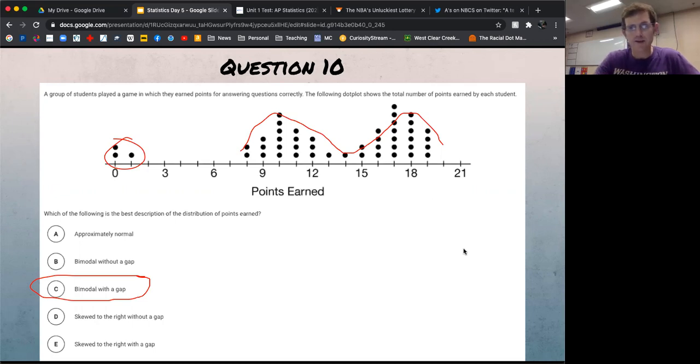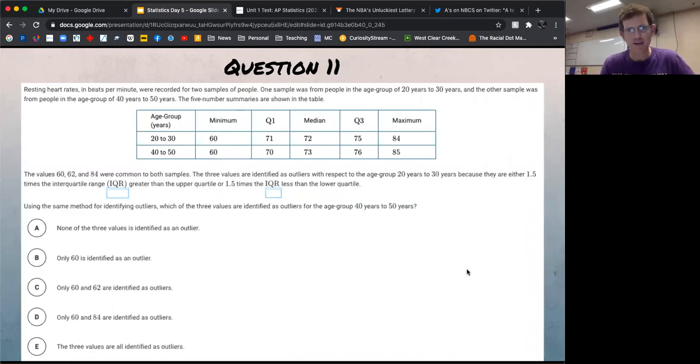And you might not have overthought this one, but I know that I maybe have a tendency to look at it and be like, do they really mean that's a gap, or is that maybe something else in their mind? So that is the correct answer.